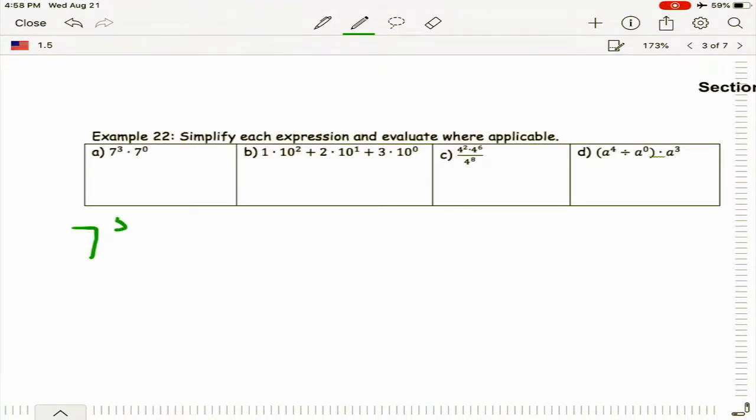So 7 to the 3rd power times 7 to the 0 power. So here you can do it 2 ways now. So same thing as before, when you have the same bases and you're multiplying, technically you can add. And 3 plus 0 is 3. So the answer is 7 to the 3rd power.